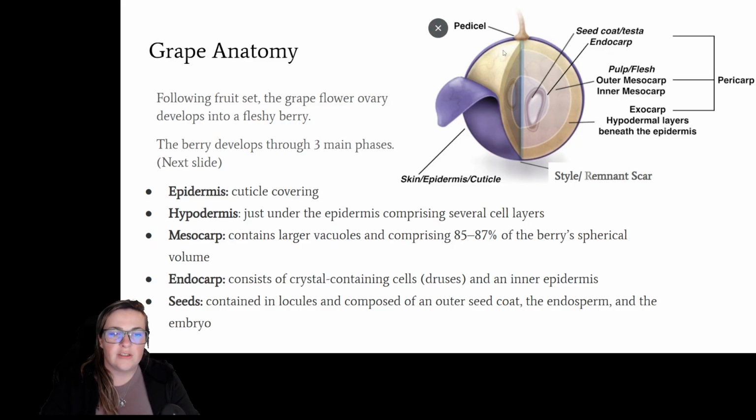The pedicel, this is where it attaches to the grape. And then on the direct other side of this pedicel, we actually have something called the style or remnant scar. And that is actually a scar left when the calyptra, that cap of the flower comes off. That's a scar from that, which is pretty interesting.